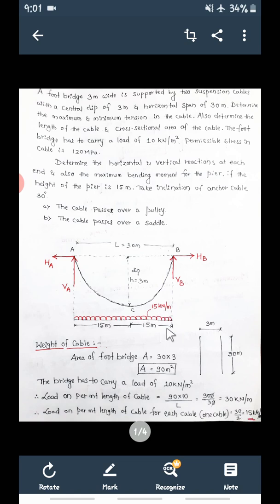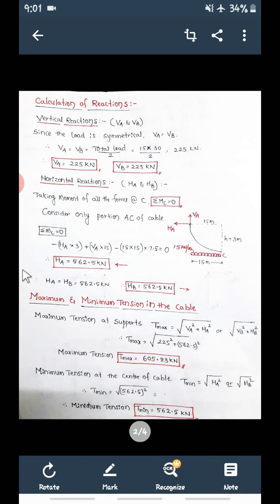This is important now. Once this diagram is drawn, there are two cables, here one and this side also the same one. So we'll calculate per cable. It will remain the same for the other cable also. Now, as usual, the procedure remains the same. First we'll calculate the reactions, first the vertical reactions, that is VA and VB.